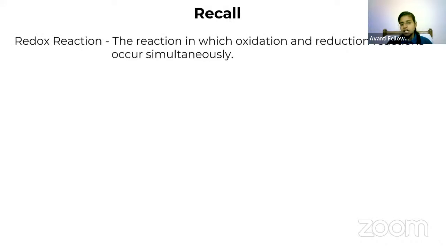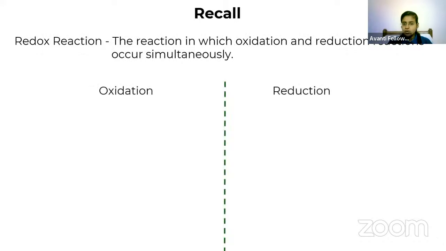First of all, we studied the redox reaction definition: it is the reaction in which oxidation and reduction reactions occur simultaneously, at the same time. We also discussed the definitions of oxidation and reduction. We studied around 2 to 3 definitions for oxidation and 2 to 3 for reduction. Let us look into them one by one in a very fast manner, then we will go for the next.